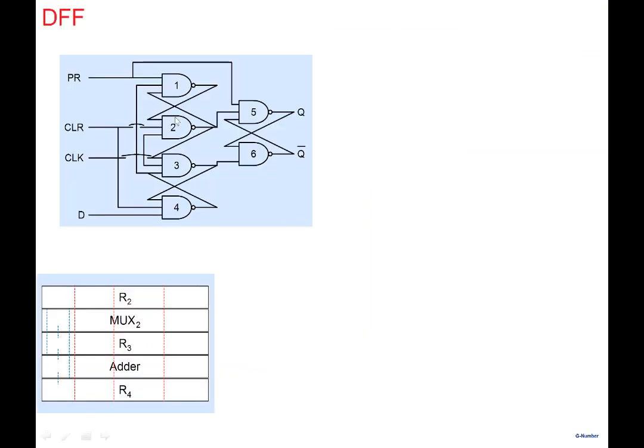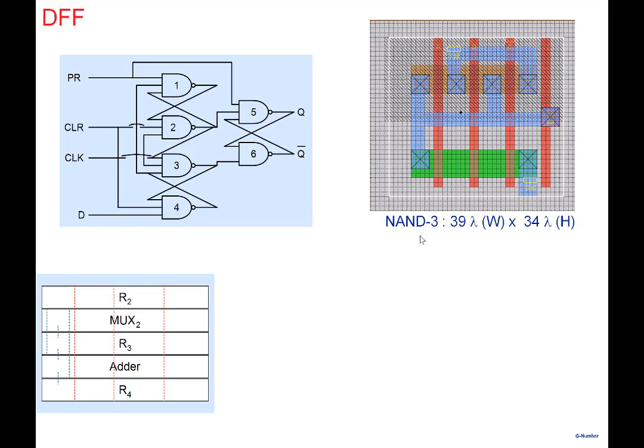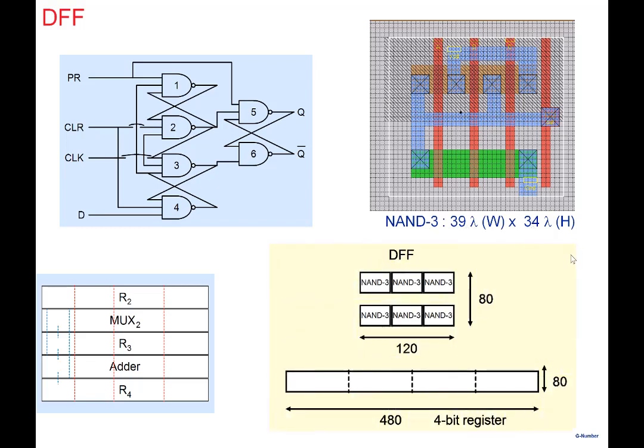D flip-flop is here. As you can see, I'm not going into the details; it's a positive edge triggered flip-flop, you can pick it up from any book and verify that it acts like one. It has lots of these three input NAND gates: five of them are three input NAND gates, and one is a two input NAND gate. The layout of a three input NAND gate is 39 lambda by 34 lambda. Now we could arrange our D flip-flop in this manner, three of them here and three of them here.